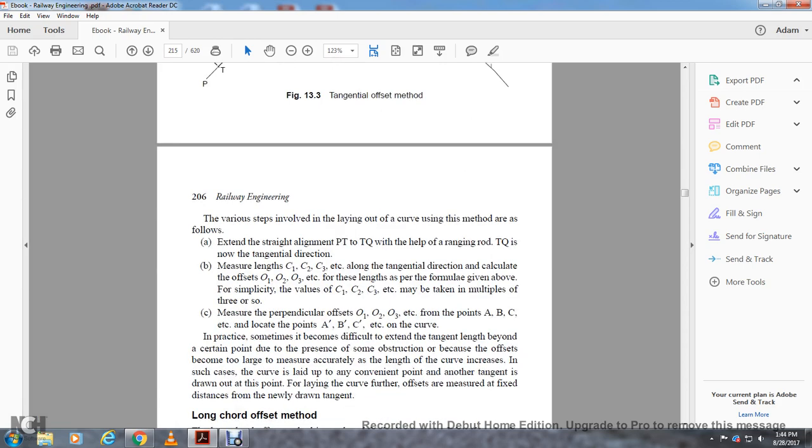Obstruction. The various steps involved in laying the curve by the usual method follow with the extension of the straight line PT, TQ. It will help with ranging the rod. If TQ is done in the tangent direction, measure the lengths C1, C2, C3 along the tangent direction.